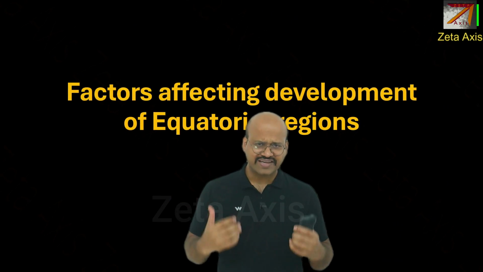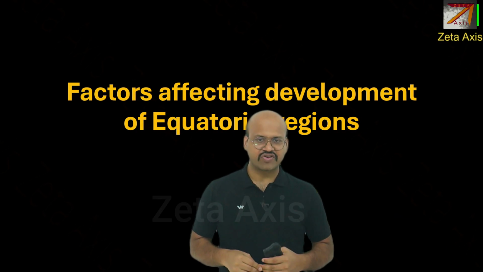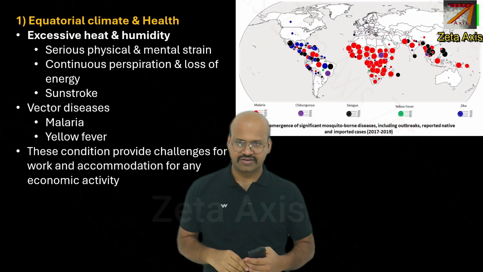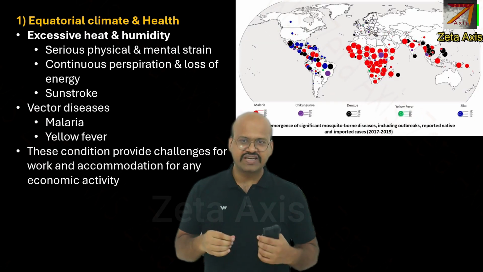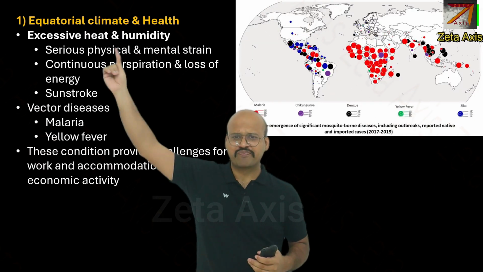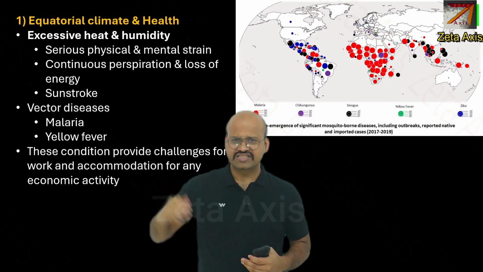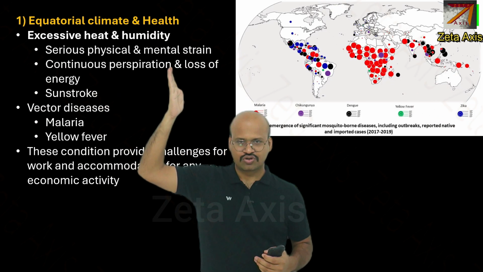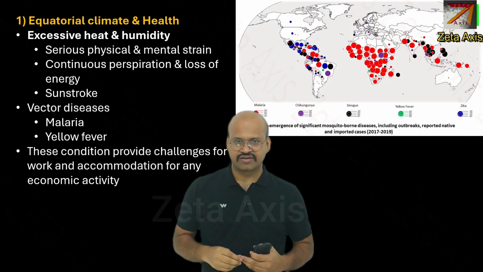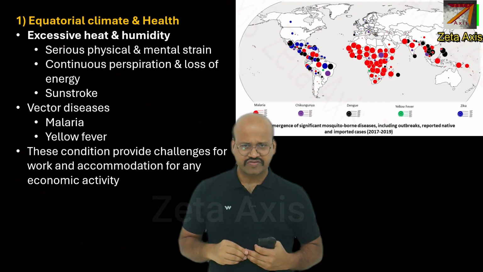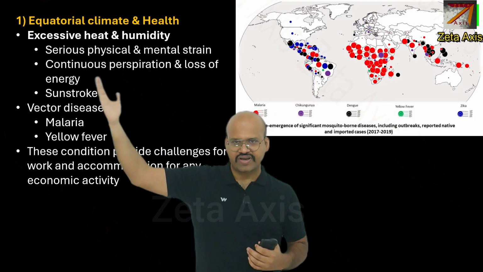Now let's see the factors affecting development of the equatorial region. So the first is excessive heat and humidity. And because of this excessive heat and humidity, there is serious physical and mental strain on the people living in this region. There is continuous precipitation. You are always losing your moisture. You are always sweating. And because of this, you always feel tired. There is loss of energy.